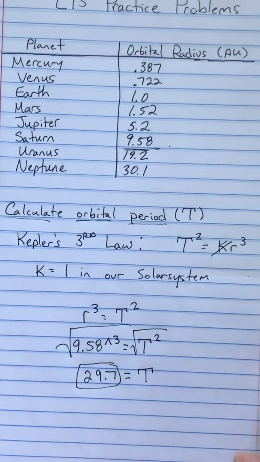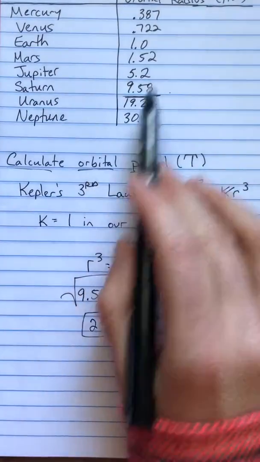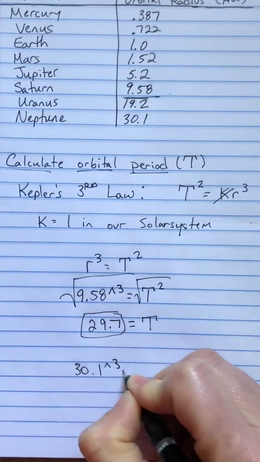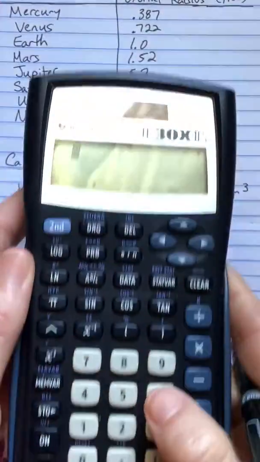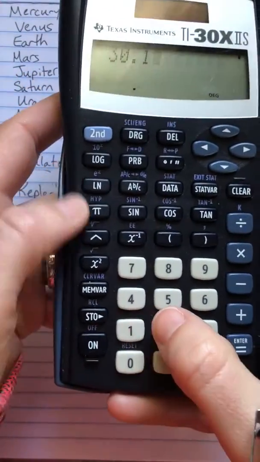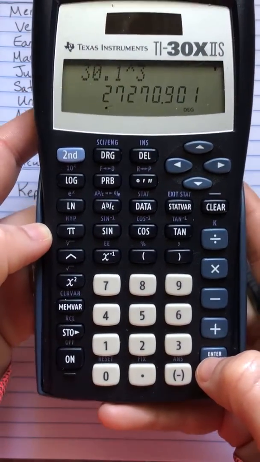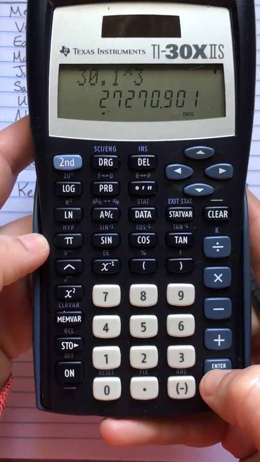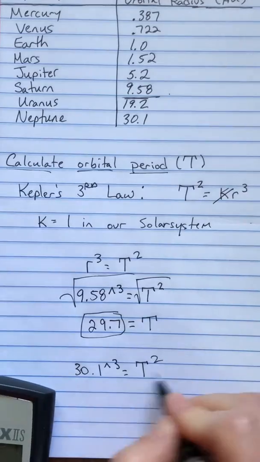I'll do one more just for fun. I'm not going to do Earth, that's boring because it's a 1. Let's do Neptune. So Neptune's orbital radius is 30.1. So it's going to be 30.1 caret 3 equals the period squared. So 30.1 caret 3. Hit enter. That gives us what, 27,000, 22,700. Wow, I'm struggling. 27,270.9. Who cares, right? Ultimately, we don't care about the period squared, we care about the period.